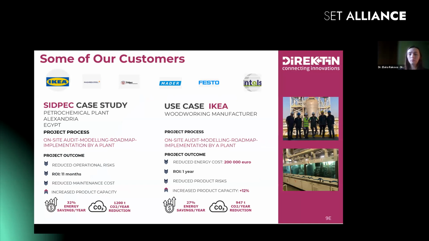In terms of the payback period, I think this is an important thing, just to show you a couple of examples. Usually it's around 30% of energy savings per year, even though it can also be 60%, depending on the state of the system, depending also on how much investment there is, and ROI is usually below 1 year, so it can be 1.5 years maximum or 2 years. But here, for example, we have savings for petrochemical of 32% and ROI of 11 months, or for woodworking, so furniture manufacturers, ROI below 1 year for 27%.